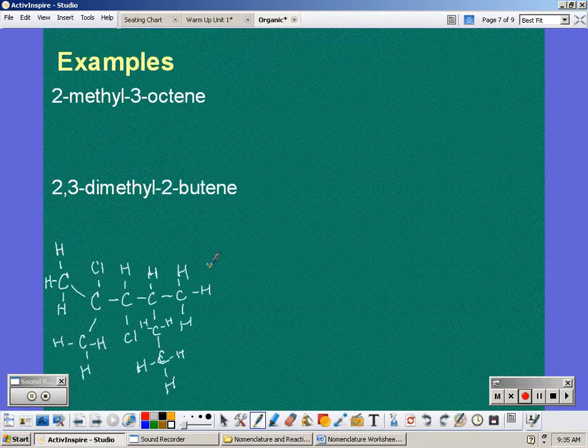Alright, so we have 2-methyl-3-octene. So the ene tells me that there's a double bond, and the number 3 tells me that that's where the double bond is located. Oct means 8, so I have 8 carbons.